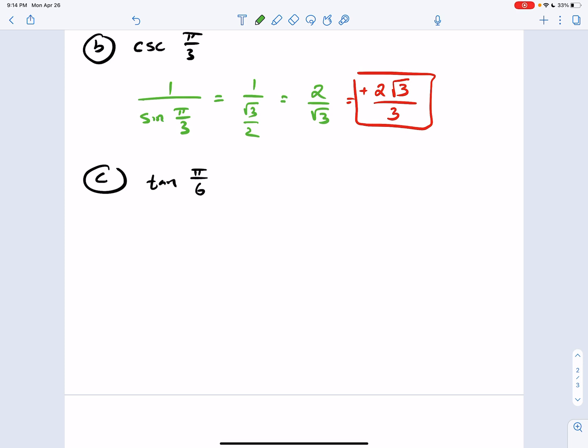So I know pi over 6 is in quadrant 1. So I know my final answer is going to come out positive something. Okay? I remember that tangent is sine over cosine. So I'm going to think tangent is sine of pi over 6 over cosine of pi over 6.